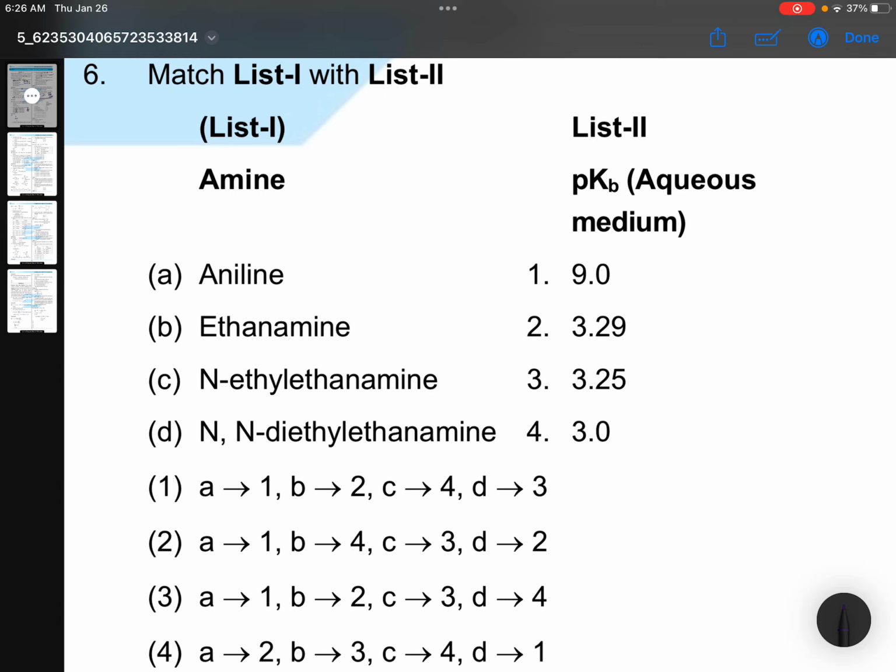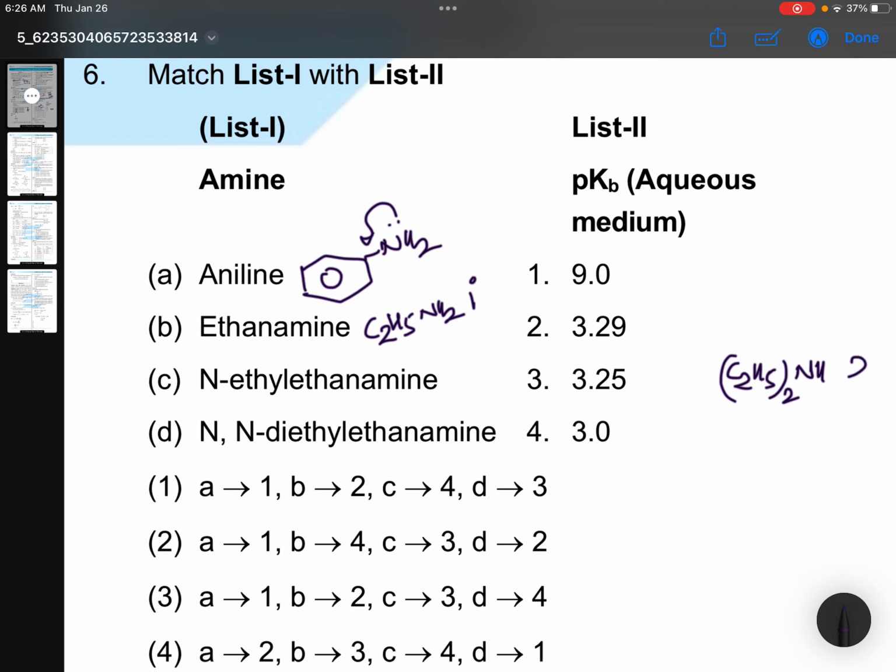Here you see aniline. This is aniline. Aromatic. Electron pair is coming into the benzene ring. Ethanamine, C2H5NH2, is a primary amine, 1 degree. N-ethyl ethanamine, that means C2H5 taken twice with NH, so it is a secondary amine. Secondary amines are best. N,N-diethyl ethanamine, C2H5 taken thrice with N.